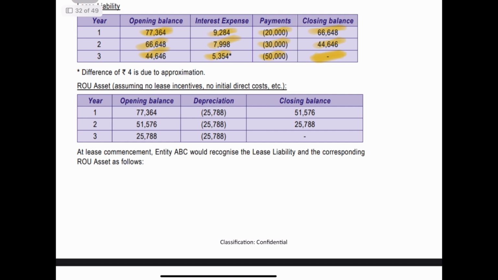Similarly the ROU asset is also initially measured at 77,364, and then you will depreciate on a straight line basis over 3 years. So 77,364 divided by 3, you will get 25,788. So closing balance will be 51,576. That becomes the opening for the second year. The second year also has the same depreciation, so you will get closing balance 25,788. That becomes the third year opening balance. In the third year the depreciation is 25,788, and at the end of the lease term your ROU asset will become zero balance. So here the lease expense is the sum of all the depreciation for the 3 years.